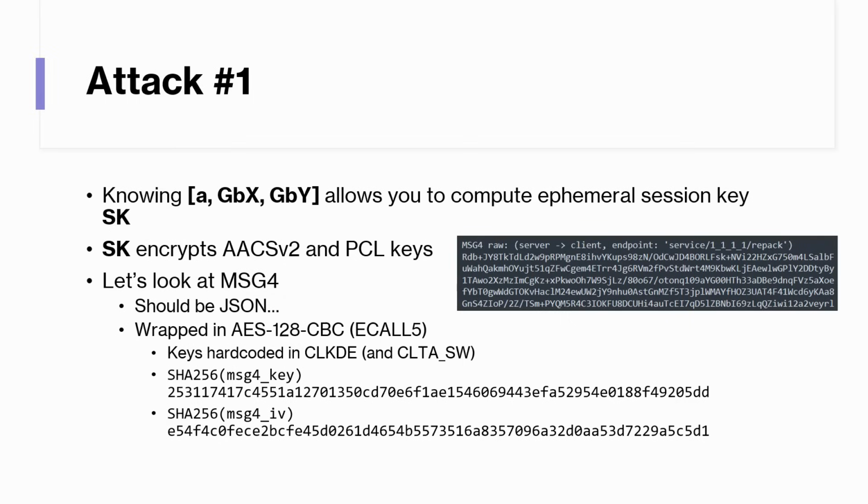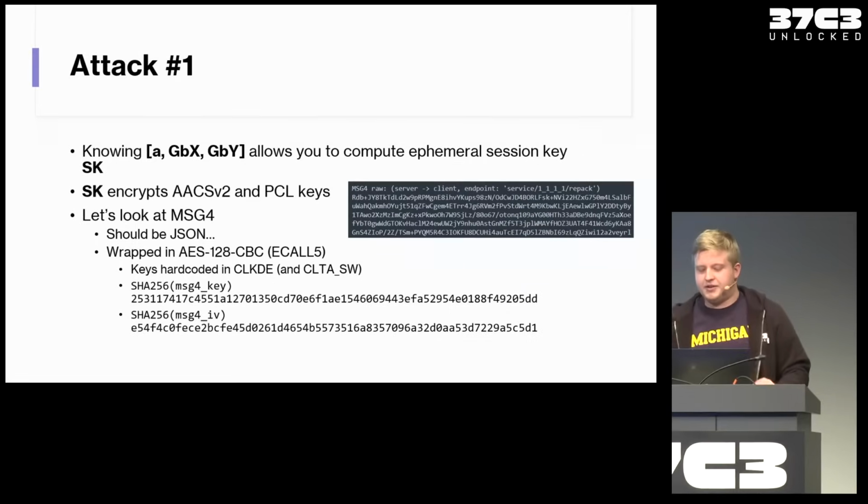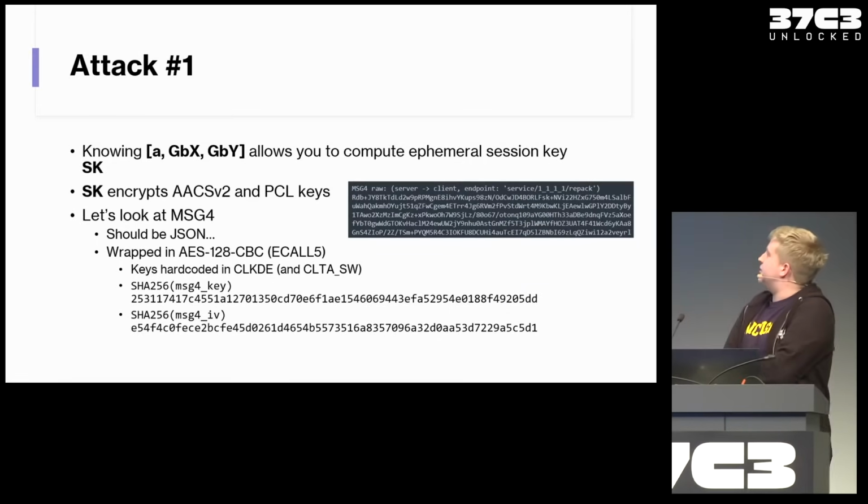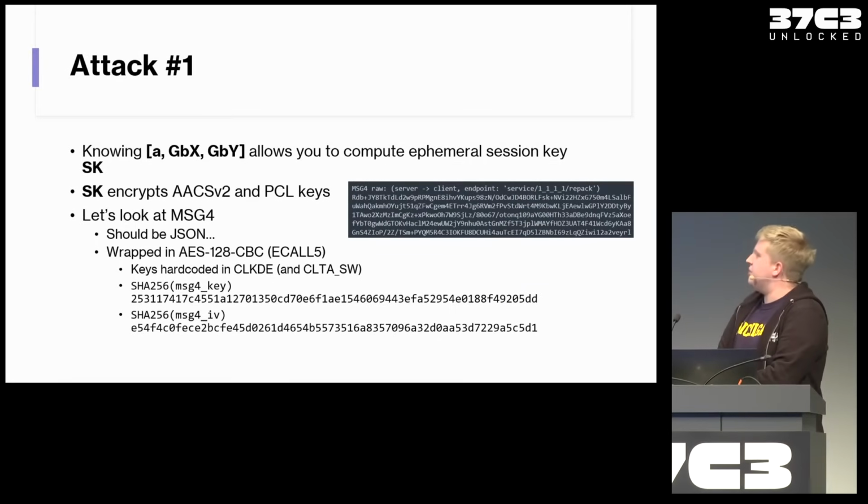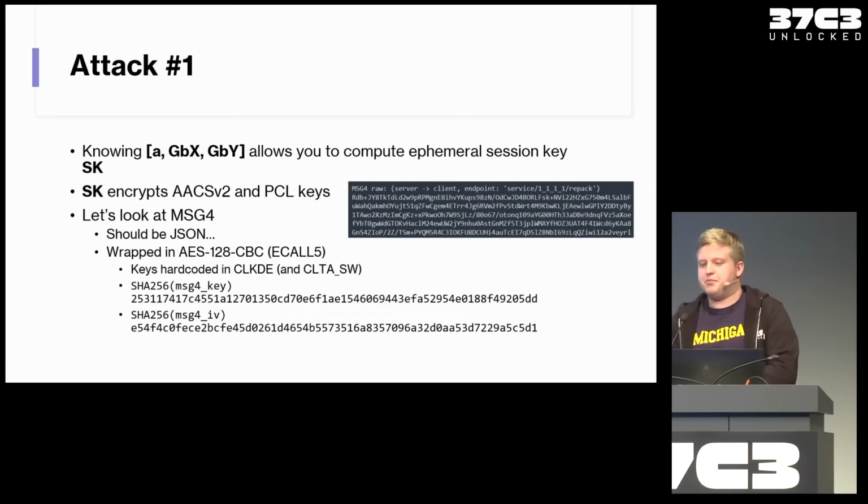So now that we know the Diffie-Hellman secret A and the server's GBX, GBY points, it's trivial to compute the ephemeral session key. And once we have the session key, that's what's actually encrypting the AACS keys in the JSON. So let's look at the message 4 that we get. Well, it should be JSON, but it's not. It's just a random blob.